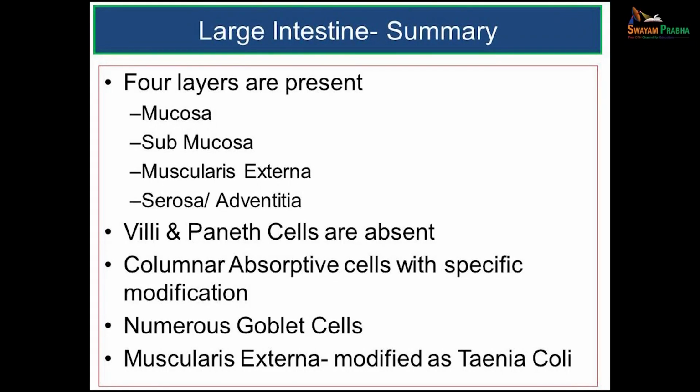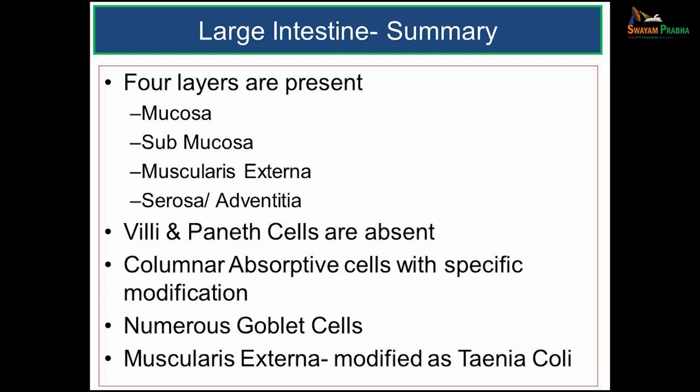To summarize, the 4 layers present in the large intestine, namely the mucosal layer, the submucosa, the muscularis externa and the serosal layer, are just like any other part of the intestine with some changes. The primary one is that the villi, which are the hallmark feature of the small intestine, are absent in the large intestine. And the Paneth cells are also absent.